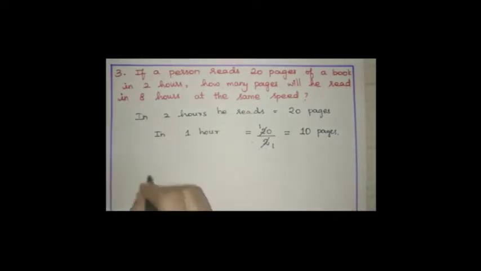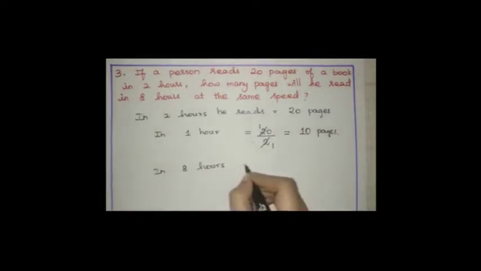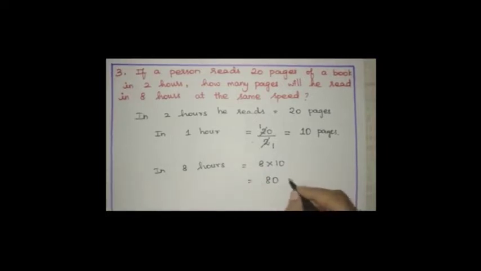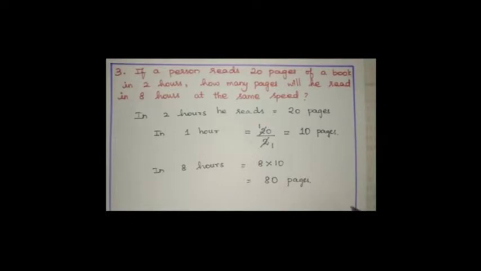So in 8 hours he will read 8 into 10. I'll get 8 into 0, 0, 8 ones are 8. So in 8 hours he will read 80 pages. Okay, is it clear? So what are all the 3 steps? First you have to write the mathematical statement. Second, you have to find the 1 unit using division. Third one, you have to find the required amount of units using multiplication. Clear? Okay.